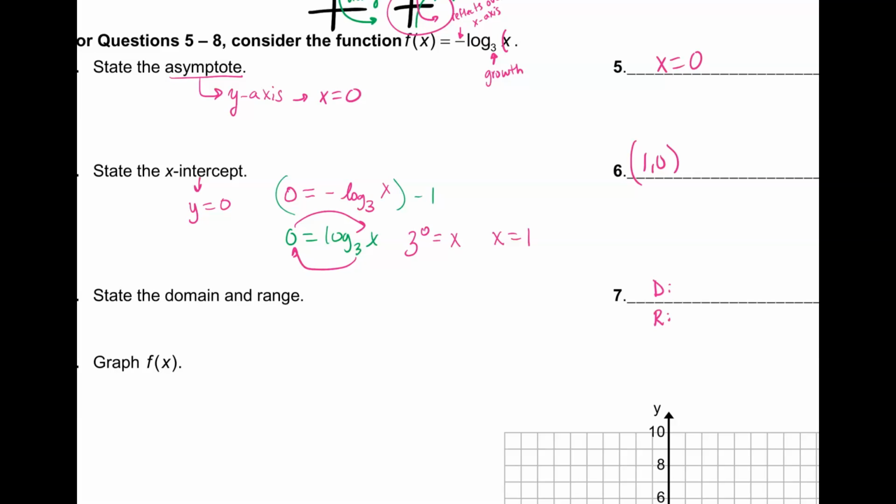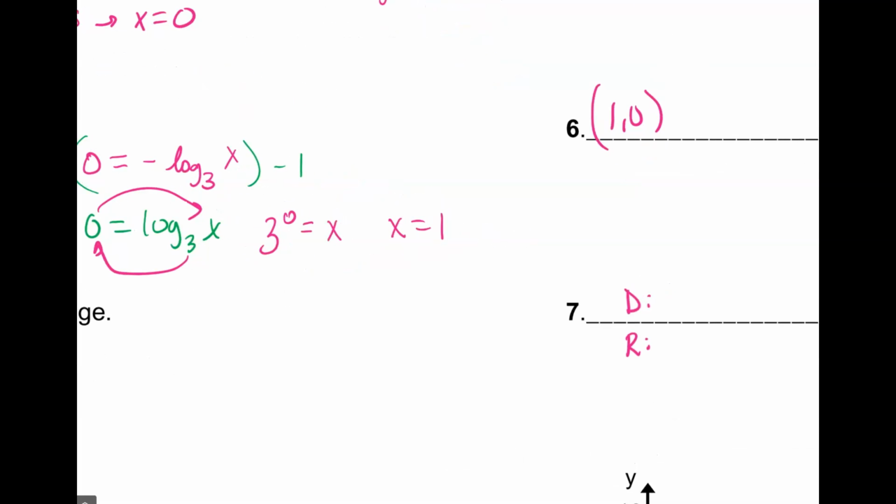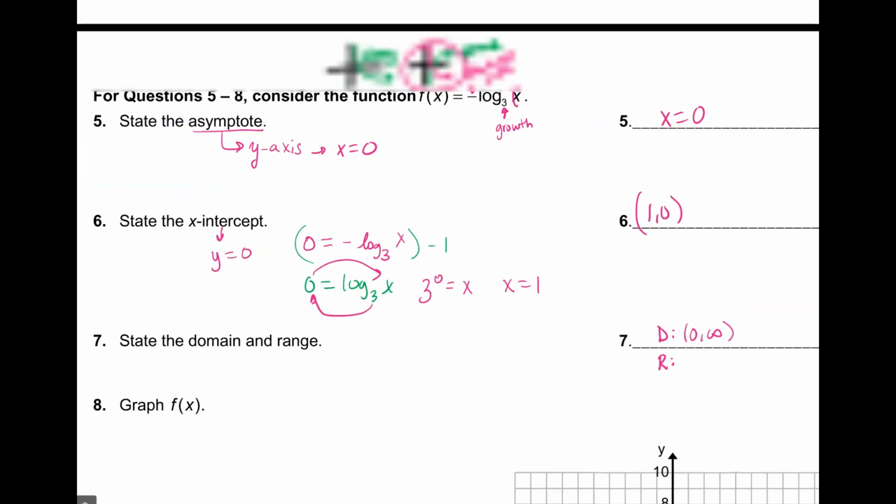Okay. So domain and range. One person volunteer. Yes, Rocky. What's my domain? Domain is 0 to infinity. Ooh, how did you know that? Because the asymptote is on x equals 0. Exactly. The asymptote's at x equals 0. We can't cross it. So it's got to be to the right of 0.